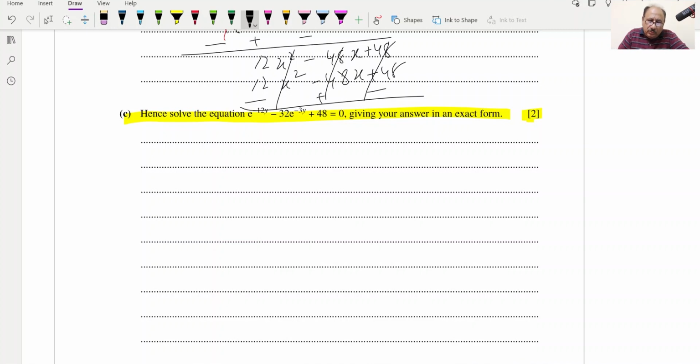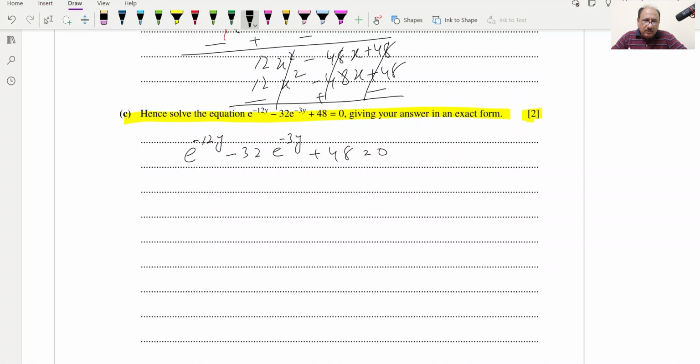So the given equation is this one, e raised to the power minus 12y, minus 32 e raised to the power minus 3y plus 48 is equal to 0. This is the given equation. Now what we can do, we can rewrite it in this form, quadratic. We want to make it quadratic in this format.